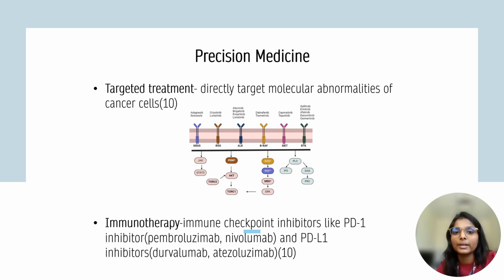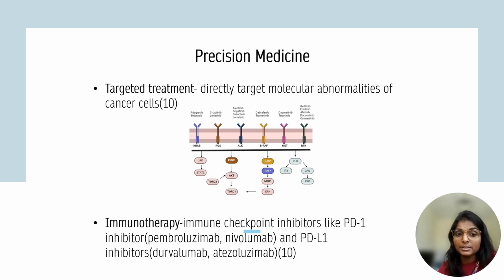However, over the last 2 decades, with the advent of precision medicine, two new treatments have come into the picture, which is number one, targeted therapy, and number two, immunotherapy. This has improved the lung cancer treatment landscape dramatically. Targeted therapy has a major influence by directly targeting molecular abnormalities of cancer cells. This figure shows the target genes involved and the drugs which inhibit these particular genes.